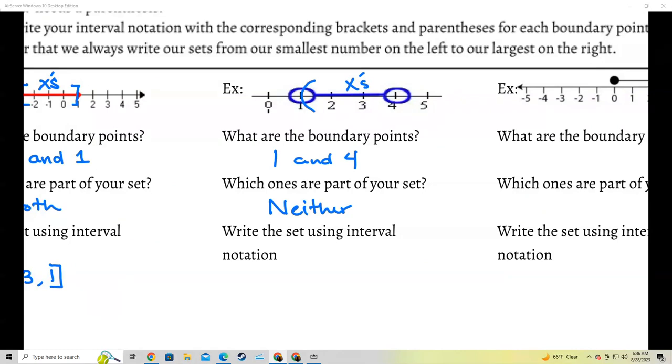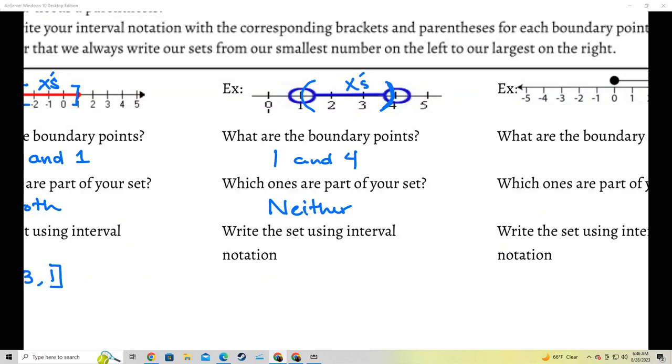So I'm going to use parentheses on the 1 because 1 does not work. And I'm going to use parentheses on the 4 because 4 doesn't work. Let me stretch that over. There we go. And so now that I have my picture, I can go ahead and start this, right?